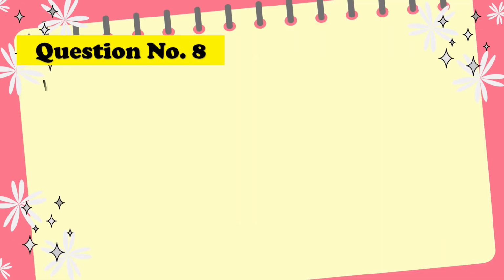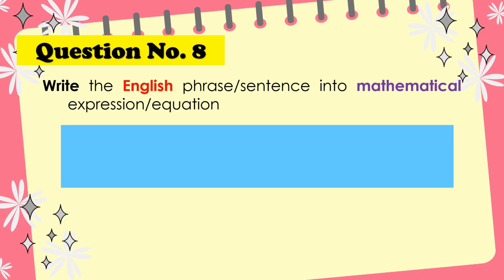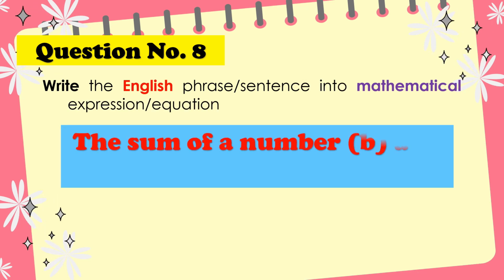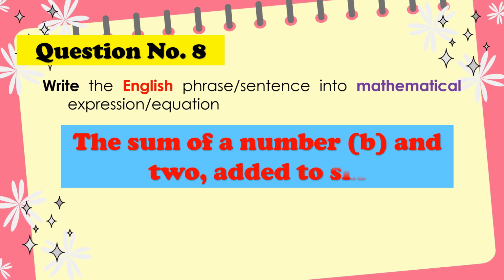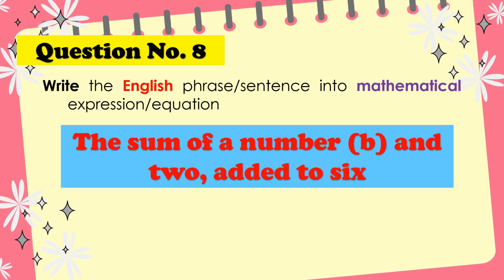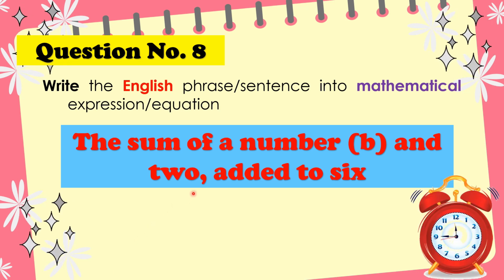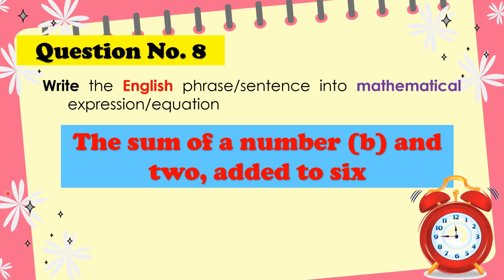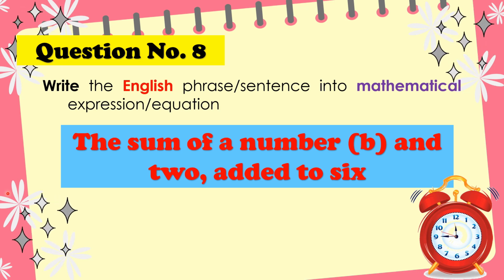Question number 8. Let us translate the sum of a number b and 2, added to 6. So take note that there is a comma here indicating that there are more than one operation.